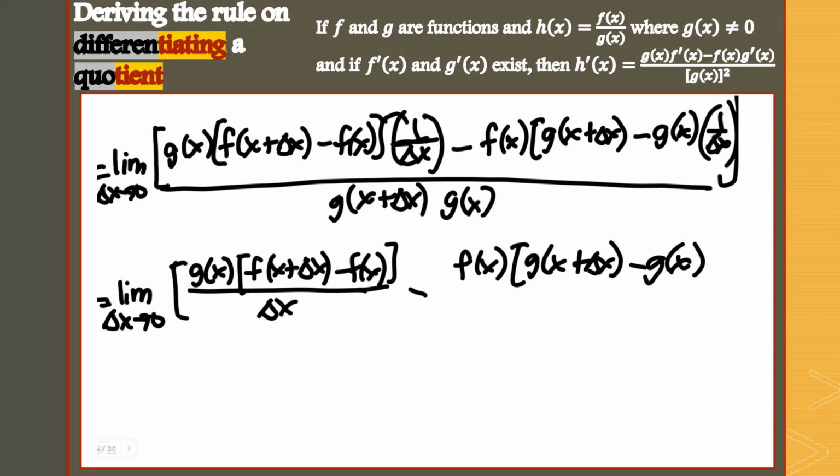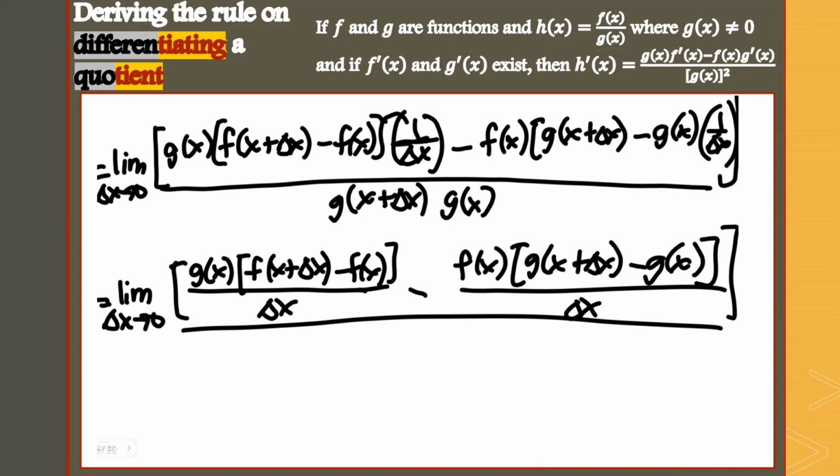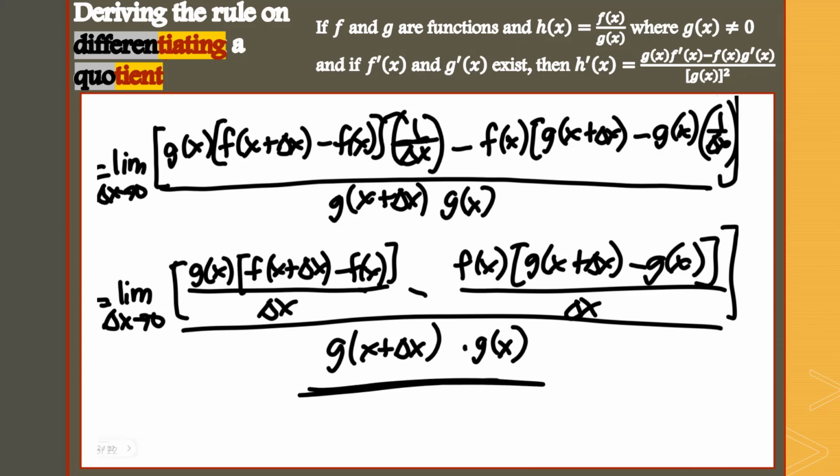Okay, all over delta x, right? Okay, all over now g of x plus delta x times g of x. Still, we cannot apply the limit because even if there's no delta x here, there are delta x's here on our nested rational expressions. Hence, our numerator would be a difference of two imaginary or undefined numbers, so we can't do that. But the point of sharing this is here.